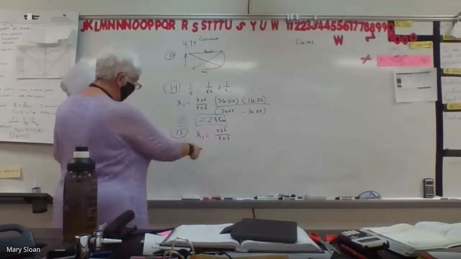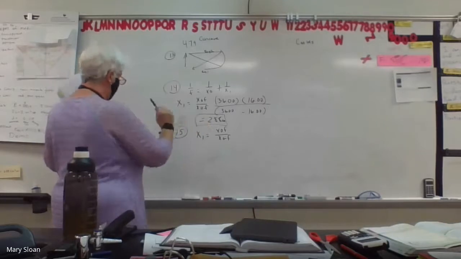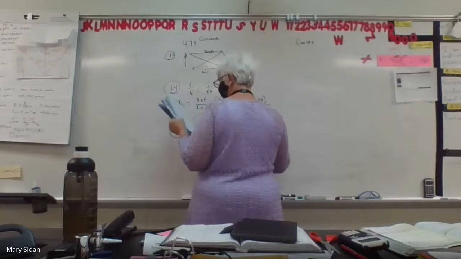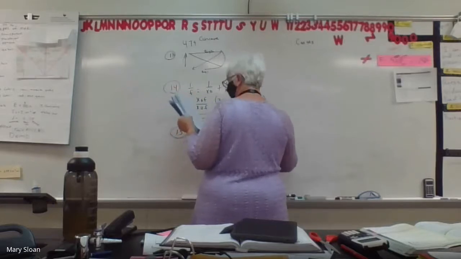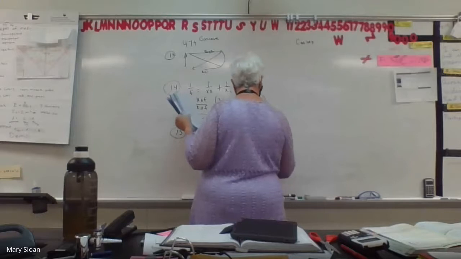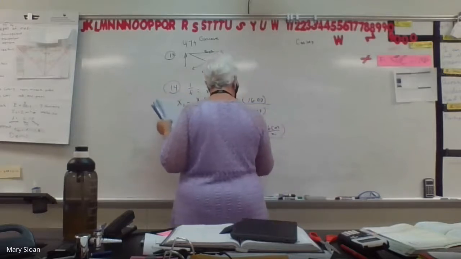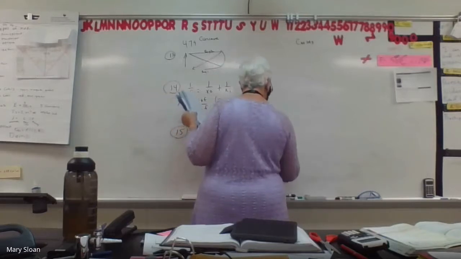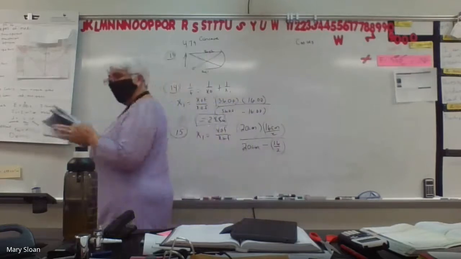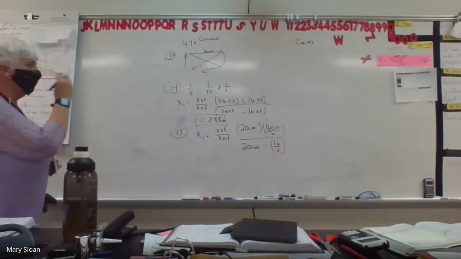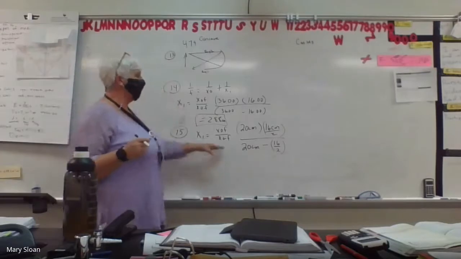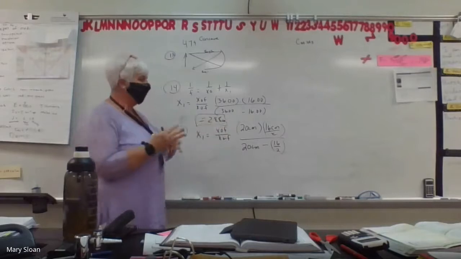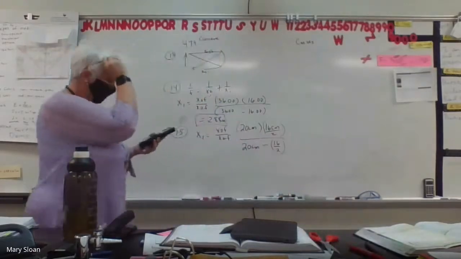So we're doing the same thing as we did here. This time, you have 20 centimeters, and you're going to multiply that by 16 centimeters over 2, dividing it by the same thing, 20 centimeters, and we're going to subtract 16 over 2. The only thing that we're doing different is we're using different numbers. The reason why we're doing it over 2 is because it's half the distance.